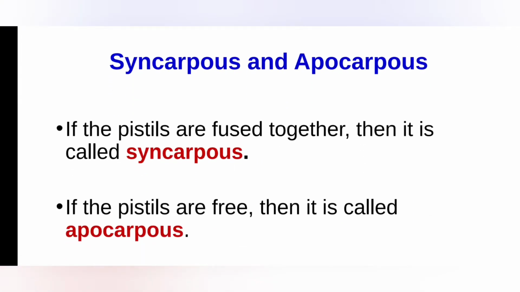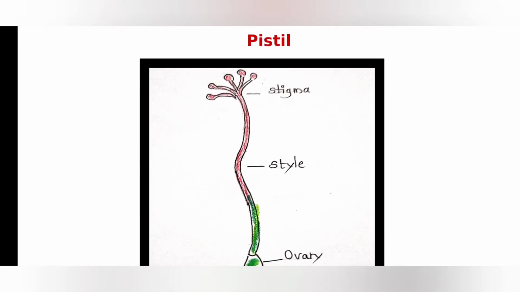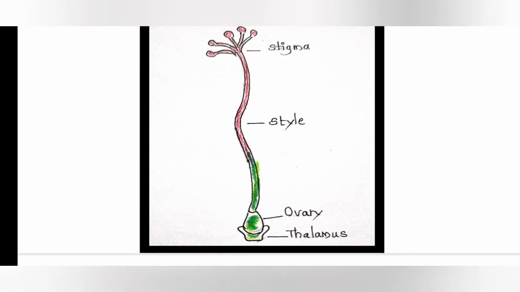Here we are going to see syncarpous and apocarpous. If the pistils are fused together, then it is called syncarpous. If the pistils are free, then this condition is called apocarpous. Here there is a diagram of a pistil. In this there are three parts. At the top of the pistil, the stigma is there, then comes the style, then at the bottom we can see the ovary, and then comes the thalamus.